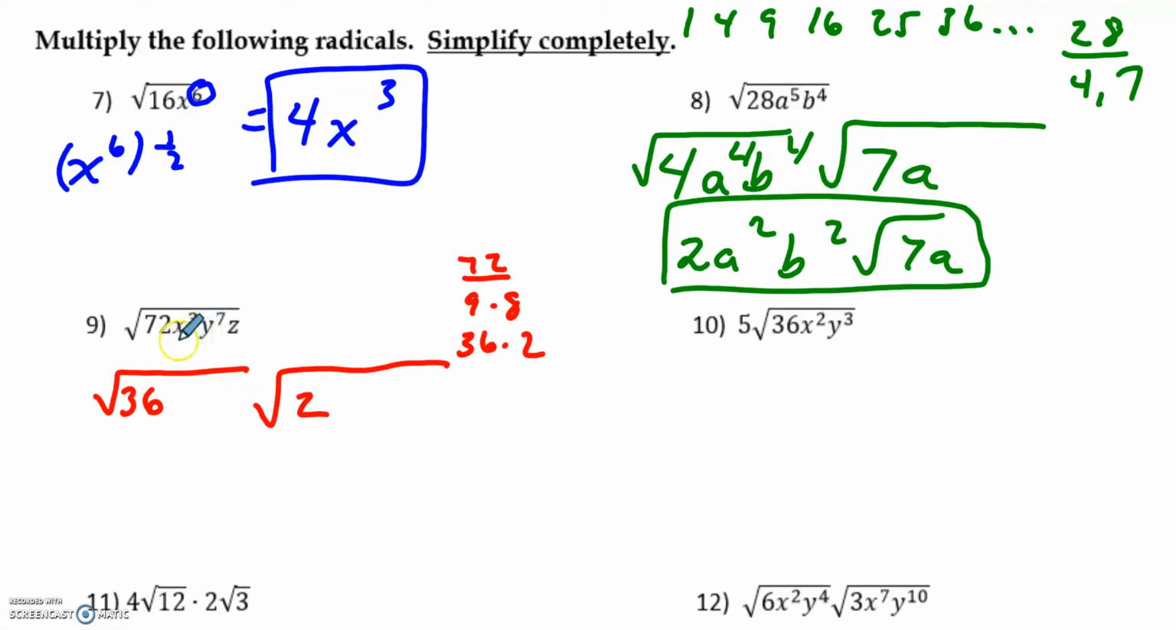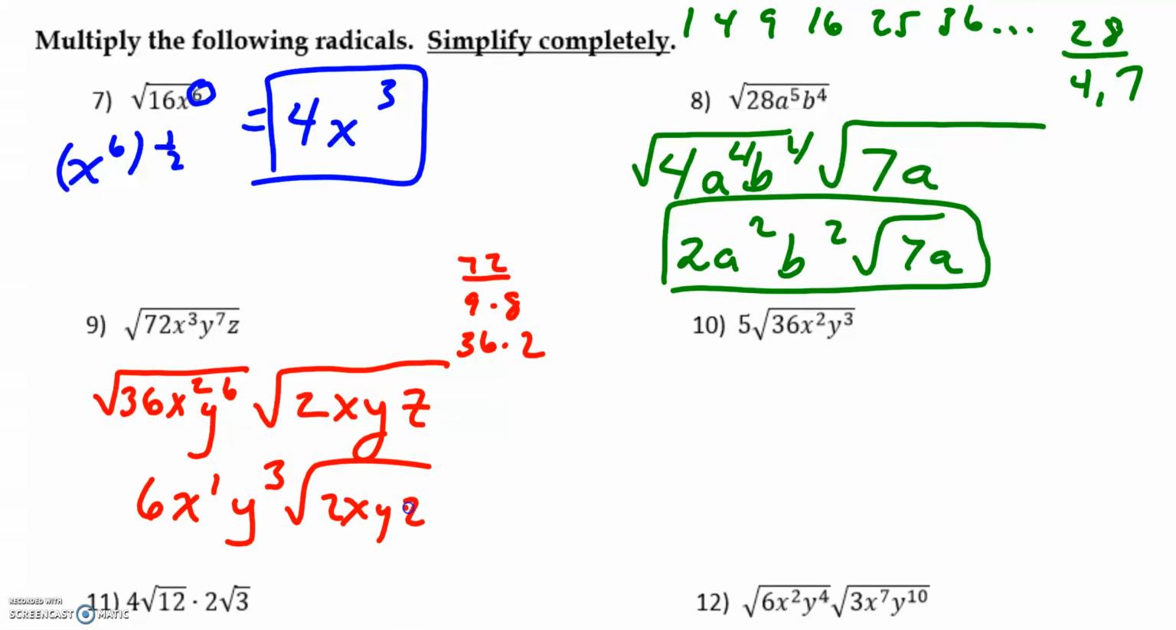x to the third, we need to split x squared times x. Y to the seventh, we need to split as y to the sixth times y. And then z is just not perfect because it's z to the first, so it would go in the non-perfect pile. So my final answer would be square root of 36, 6. Square root of x squared is x to the first, y to the third, root 2xz. We don't take the radical off the second piece because none of those are perfect.